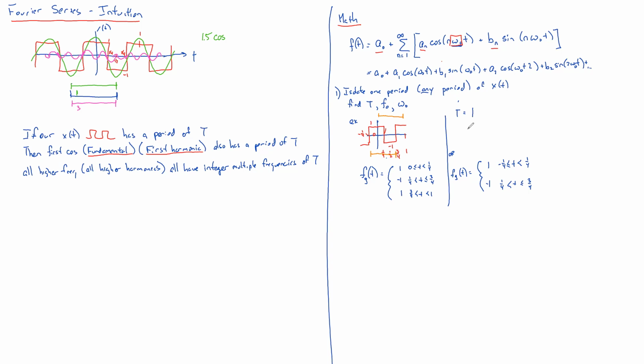And then if you know the period is 1, then the frequency will always be 1 over T, always. So for this particular example, it's 1, and then its omega naught will always be equal to 2 pi times the fundamental frequency. So for this particular one, it's 2 pi. Those things are always true. And so now we've done step 1.